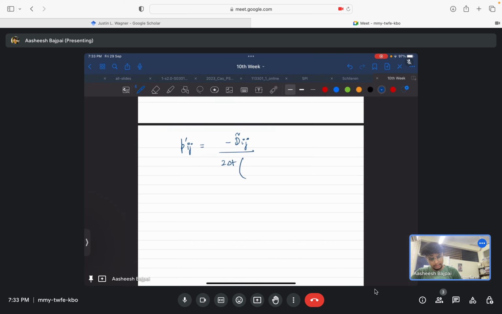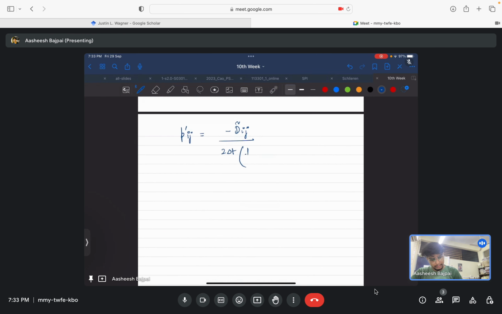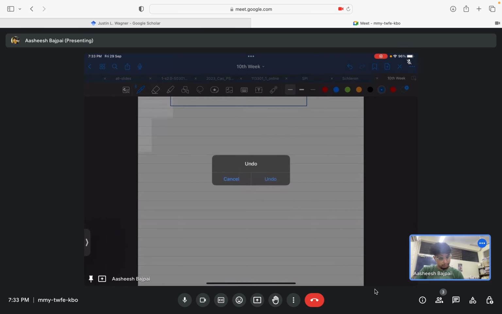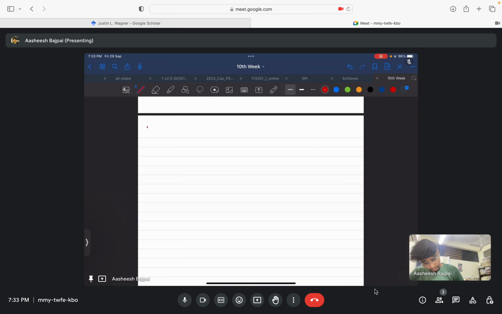So 2 delta t, because we will add these two, and 1 by delta x square plus 1 by delta y square. For this you have to be patient. So I am writing the algorithm first. I have written it. I'll write it, how we will get it, I will tell you.